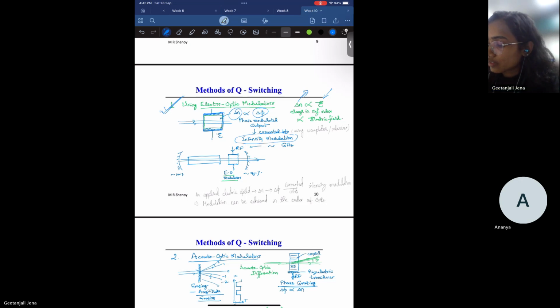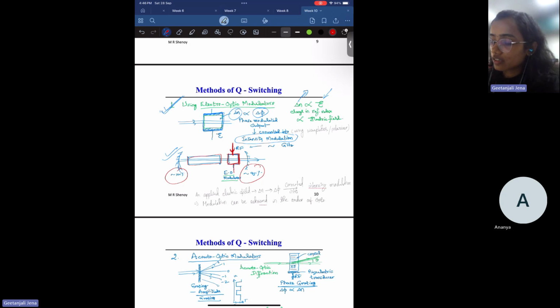So if you see this figure, these are two mirrors. One is mirror M1 of reflectivity 100%. Another one is mirror M2 with reflectivity 95%. And there is an active medium and there is an intracavity modulator. And what we'll do is modulate this external modulator.